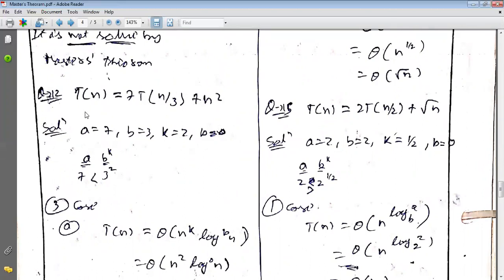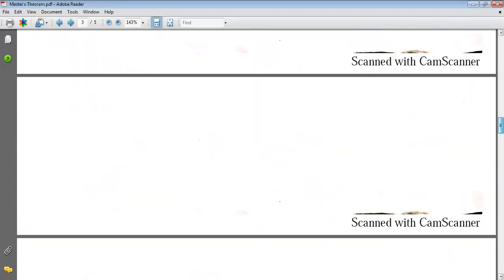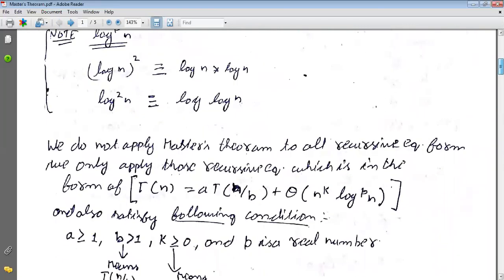The next step is to compare the value of a and b to the power k. What is a? a is 7. What is b to the power k? b to the power k is 3 squared, that is 9. So here a is less than b to the power k, and p equals 0. Which case is this? It is case number 3, and in case number 3 we have two further cases. Here p equals 0. Let's see what that particular case is in Master's theorem.